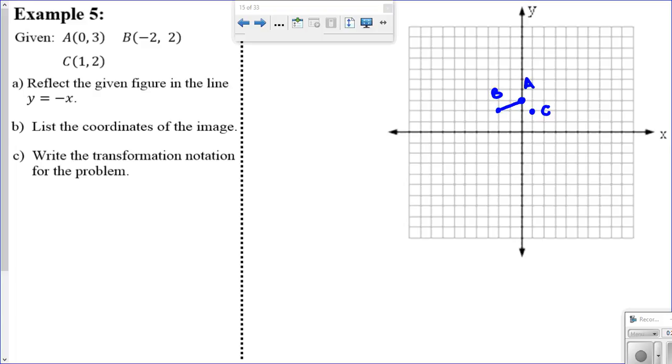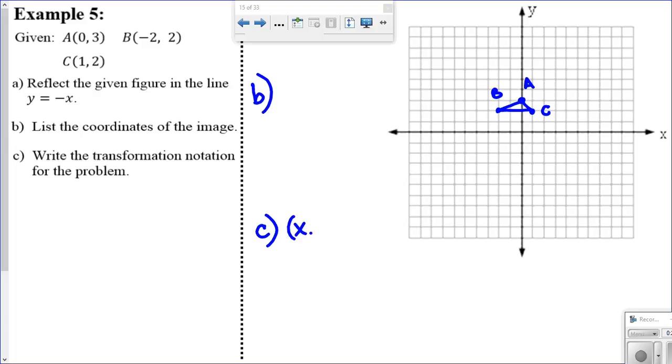Little itty bitty triangle. Okay, and we're going to reflect it over the y equals negative x line. I'm actually not going to draw that line in. You could if you wanted to, but I'm going to work backwards. I'm going to do part C first because that never changes. The transformation notation for reflecting over the y equals negative x line is always the same. Then I'll do B, then I'm going to graph. So I'm going to go backwards this time.